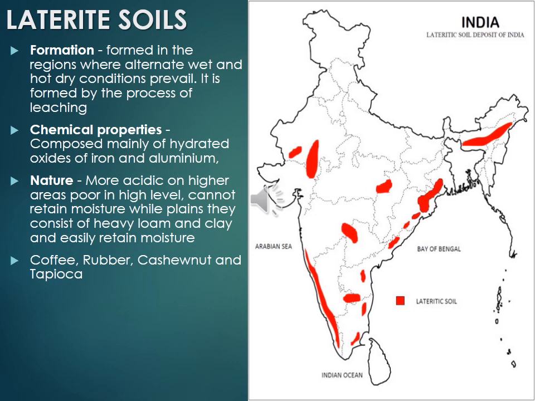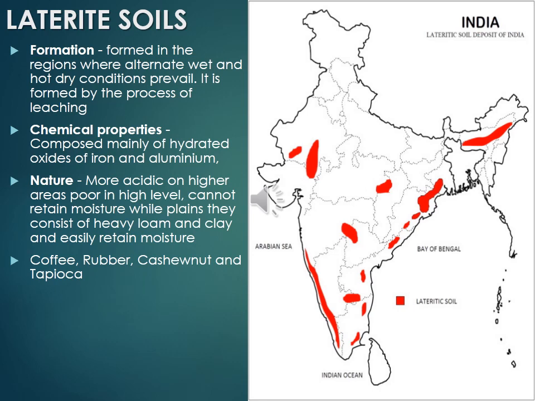So where can you find laterite soil? They are seen in the Assam hills, hill summits of Kerala and Karnataka, the Eastern Ghats and regions of Odisha.